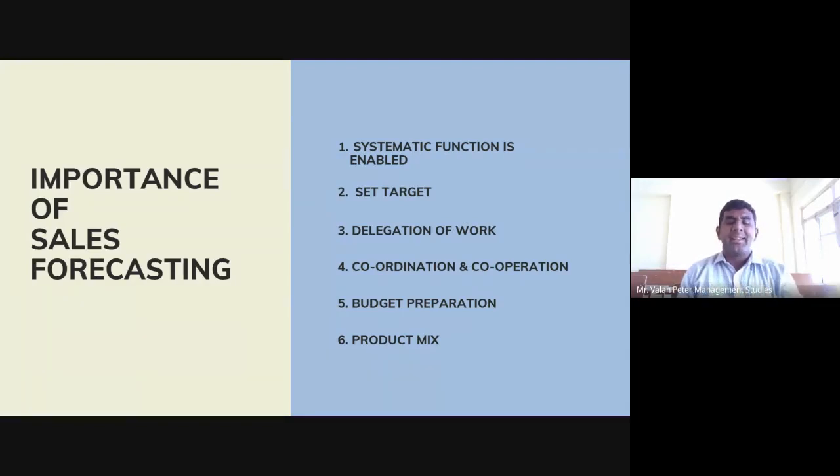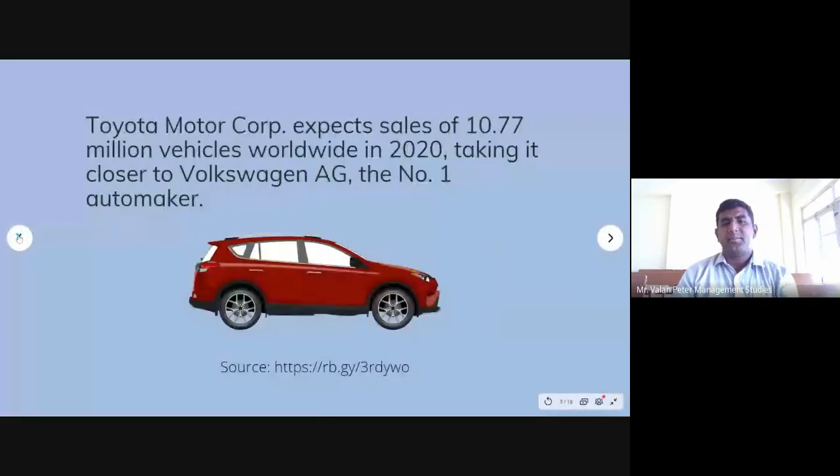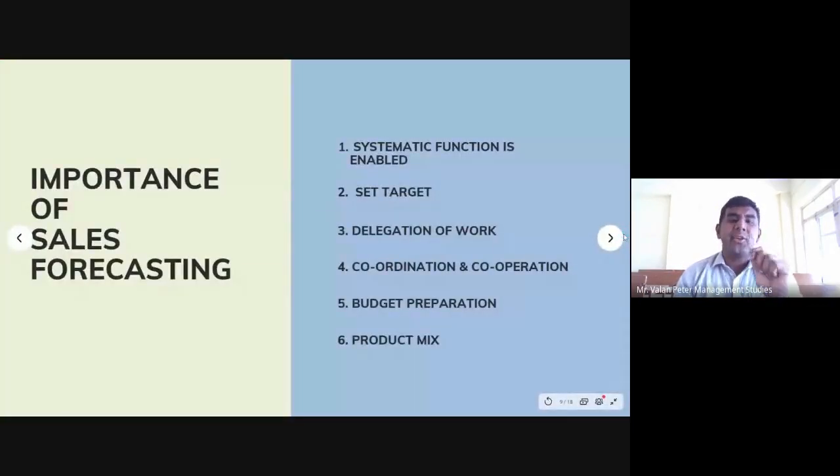Okay, second, they will have a target. See, as we saw in the Toyota example, they have said, okay, 10 million vehicles to be sold, so I can be the number one automaker. So that should be done. You should be setting your target very, very precisely, very important.